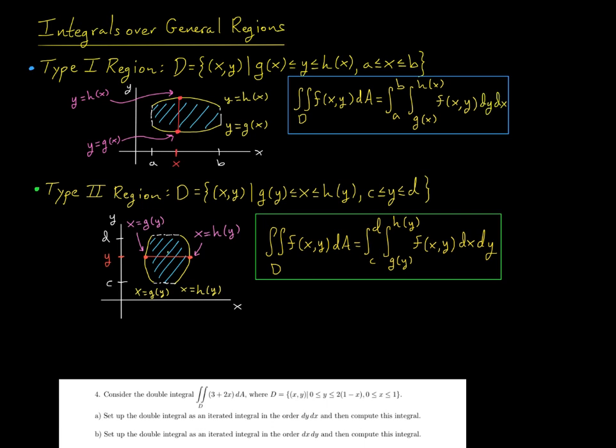And then for a type 2 region, we're just turning things on its side. Okay, so now our variable bounds are referencing x. So x ranges, say, from the low end of g of y to a high end of h of y, and then we're letting y range from c to d. Okay, so now if I'm going to do a dx dy integral, x is ranging from g of y to h of y, so those are the limits of integration, and then we're stacking horizontal strips to fill out our region D.